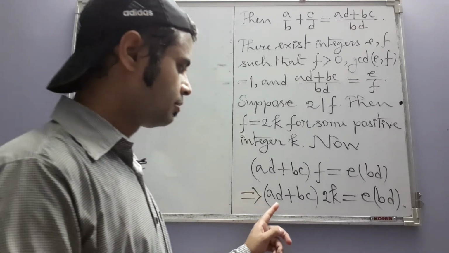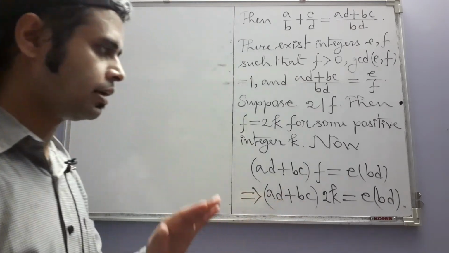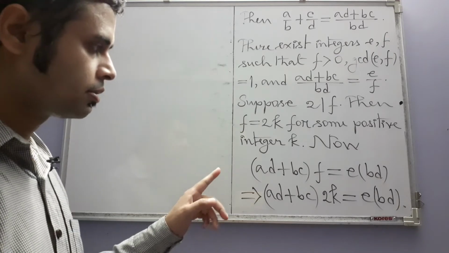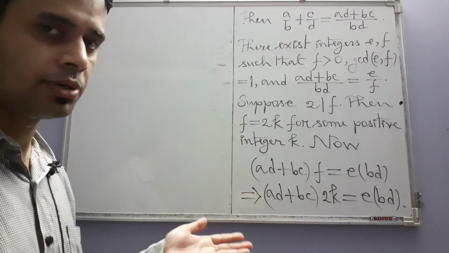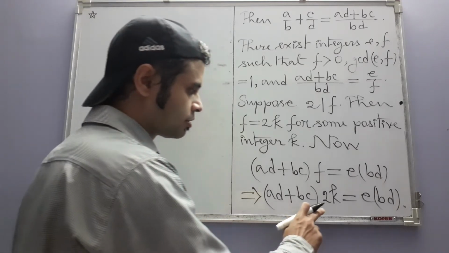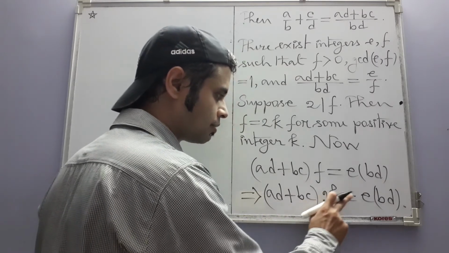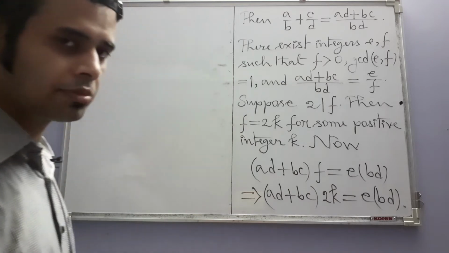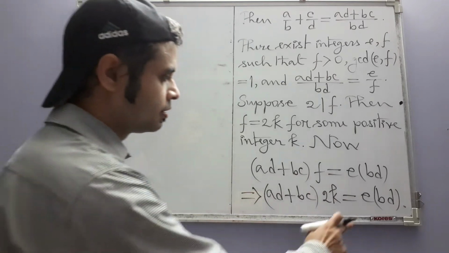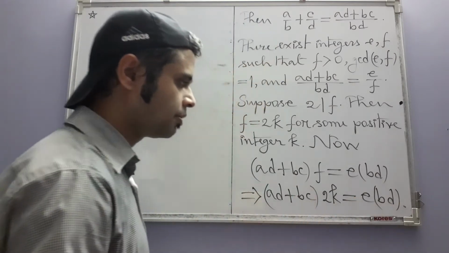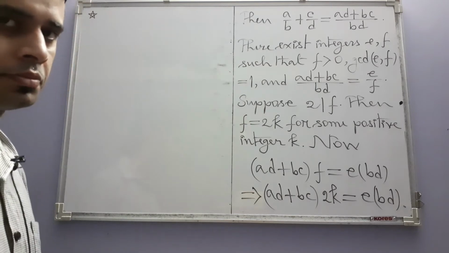Note that all the things involved here are integers. So the question of divisibility comes. Since the left hand side is a multiple of 2, the right hand side should also be a multiple of 2. In other words, the right hand side should be divisible by 2.